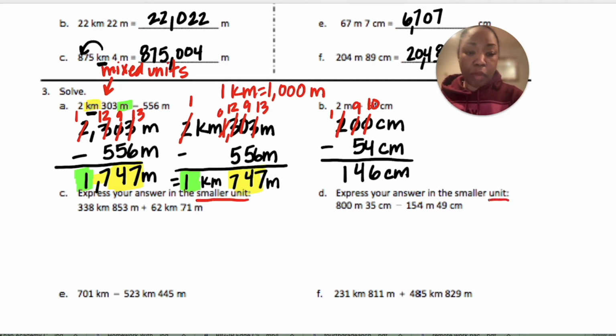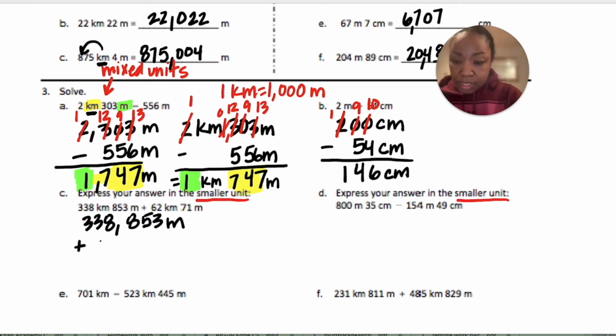Same thing for D. They want you to put this in the smaller unit. So, and actually for E and F as well. So this would be the first one, 338,853 meters plus 62,071, right? No hundred, 71 meters.